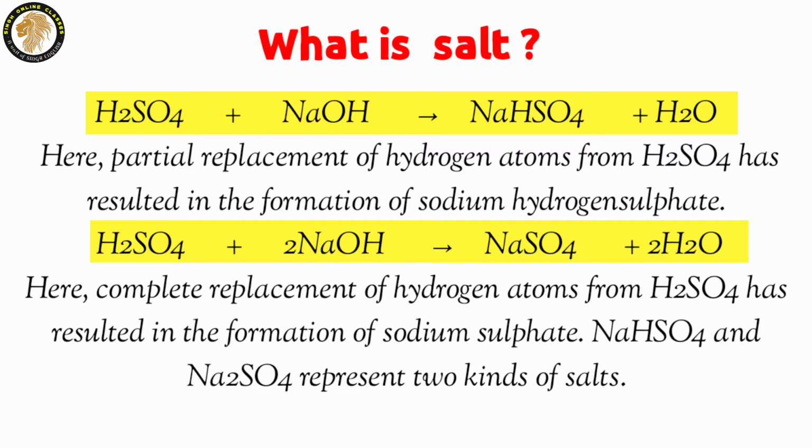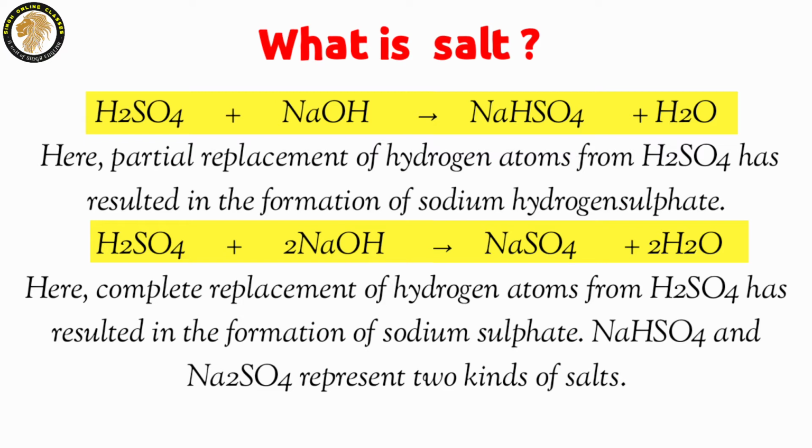So let's see how the reaction takes place. Here, first step, we have taken sulfuric acid and sodium hydroxide. As a result we got sodium hydrogen sulfate and a water molecule. Here, can we say partial replacement of hydrogen atoms takes place from the sulfuric acid? Yes, we can say. Why? Because in sodium hydrogen sulfate still one hydrogen is present. So here we can say only partial replacement of hydrogen atoms from H2SO4 has resulted in the formation of sodium hydrogen sulfate.